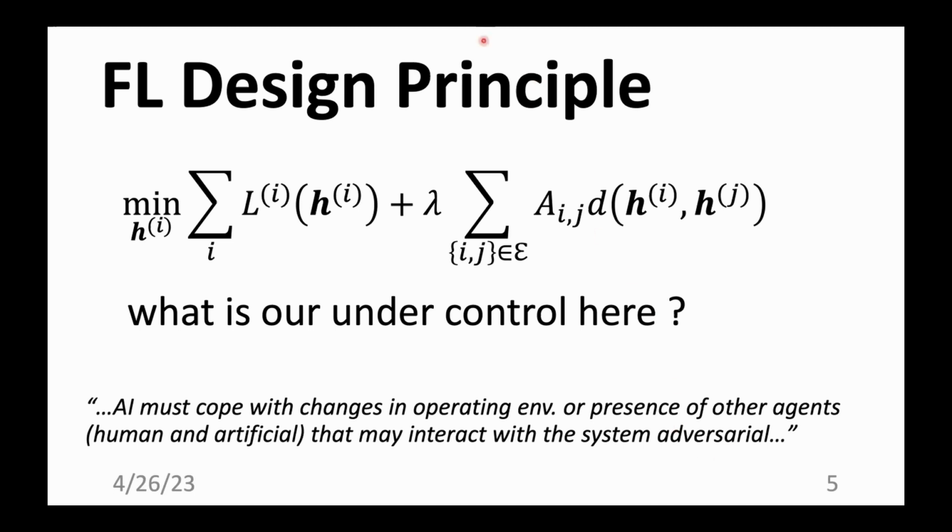So what is under our control here in this federated learning design principle? What is our design choice? Well, we can choose the loss function. We can also choose a measure for the discrepancy. We can choose the links.